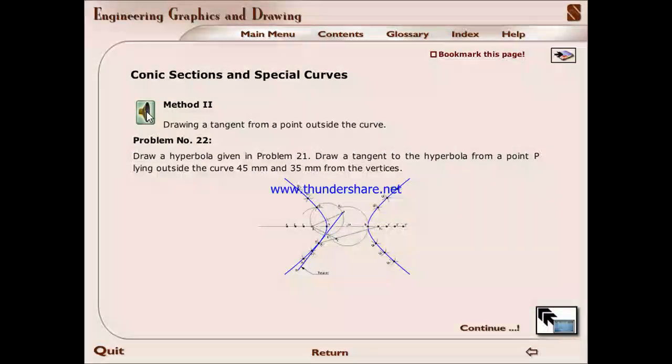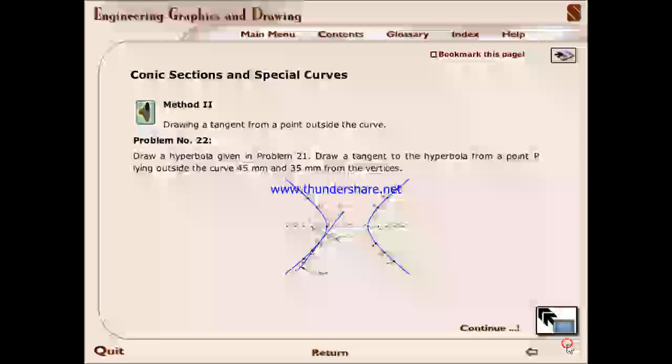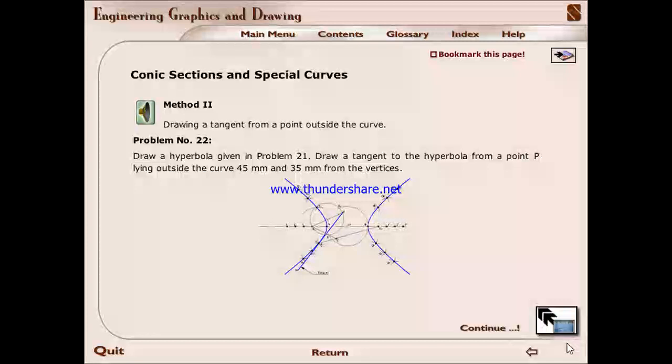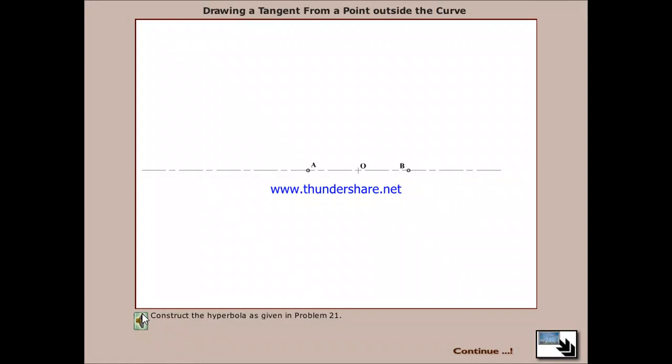Method 2. Drawing the tangent from a point outside the curve. Problem number 22. Draw the hyperbola given in problem 21. Draw a tangent to the hyperbola from a point P lying outside the curve, 45 mm and 35 mm from the vertices. Construct the hyperbola as given in problem 21.